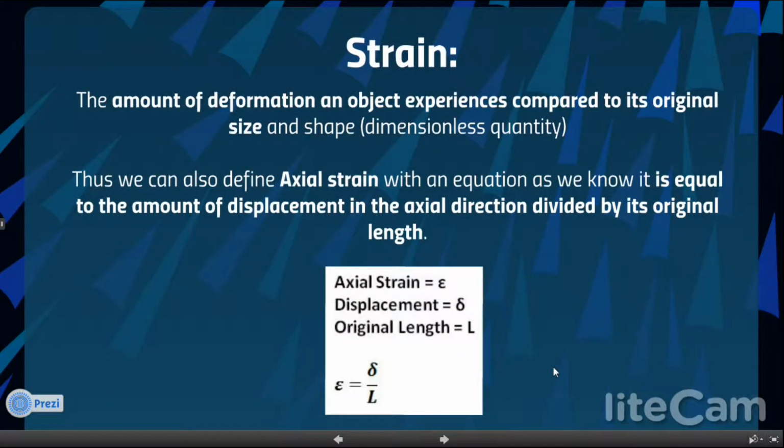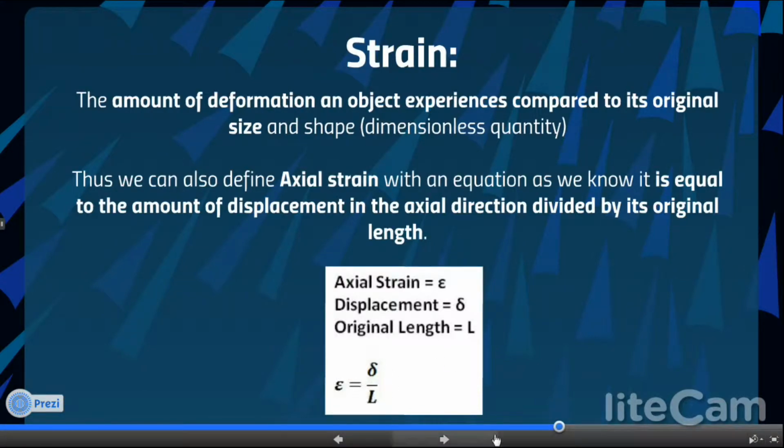Strain is the amount of deformation an object experiences compared to its original size and shape. It is a dimensionless quantity. Thus we can also define axial strain with an equation, as we know it is equal to the amount of displacement in the axial direction divided by its original length. The equation epsilon equals delta over L represents this relationship.